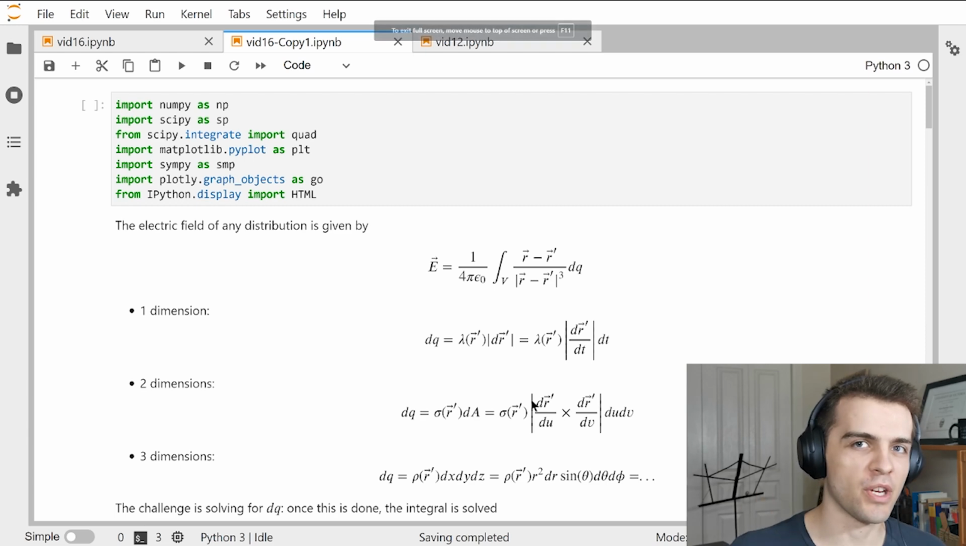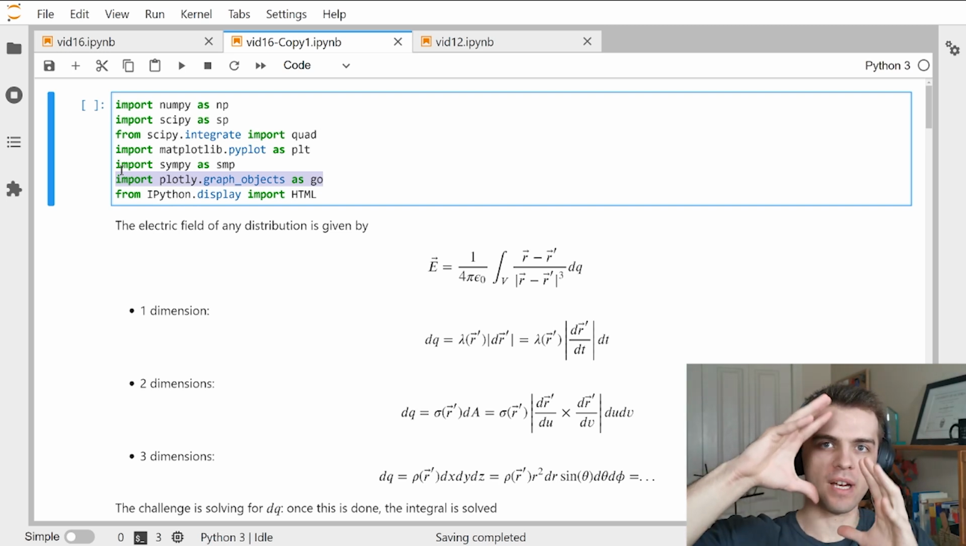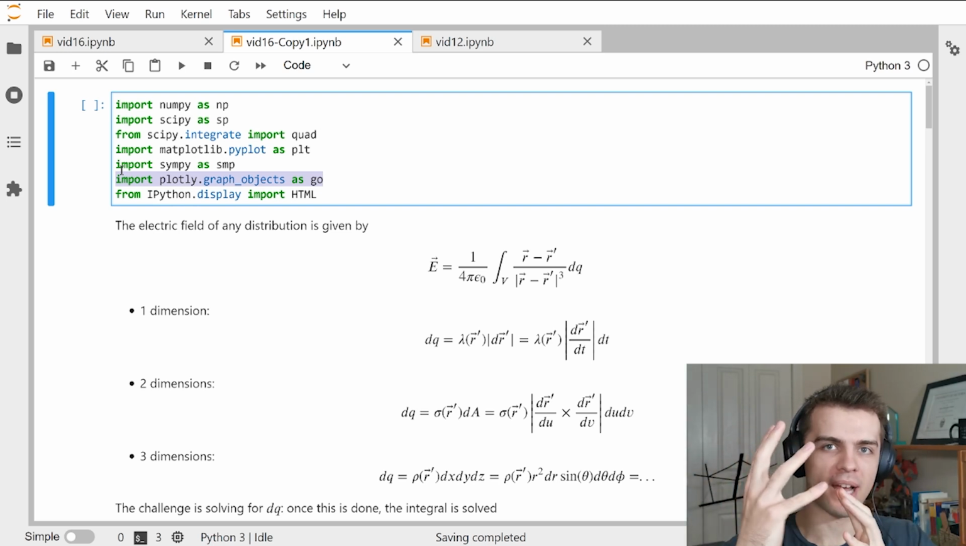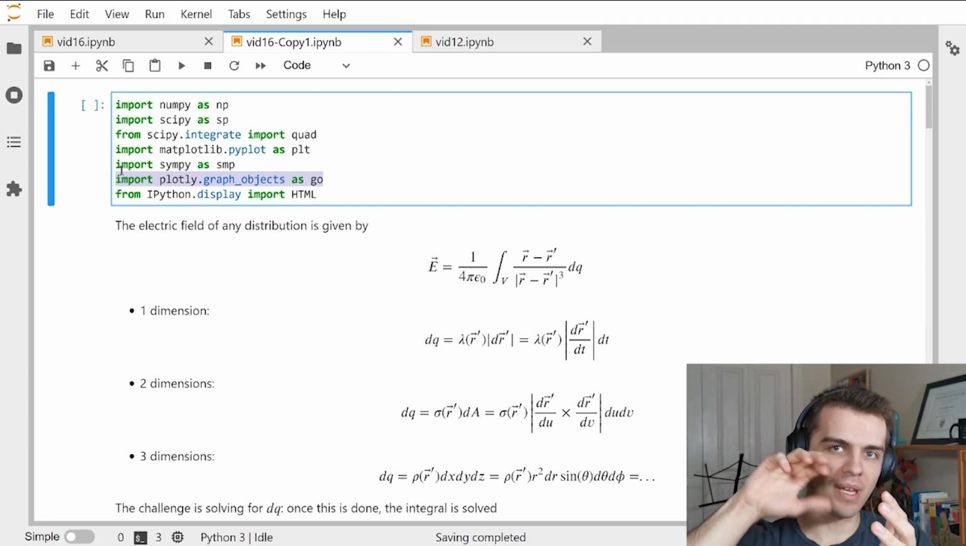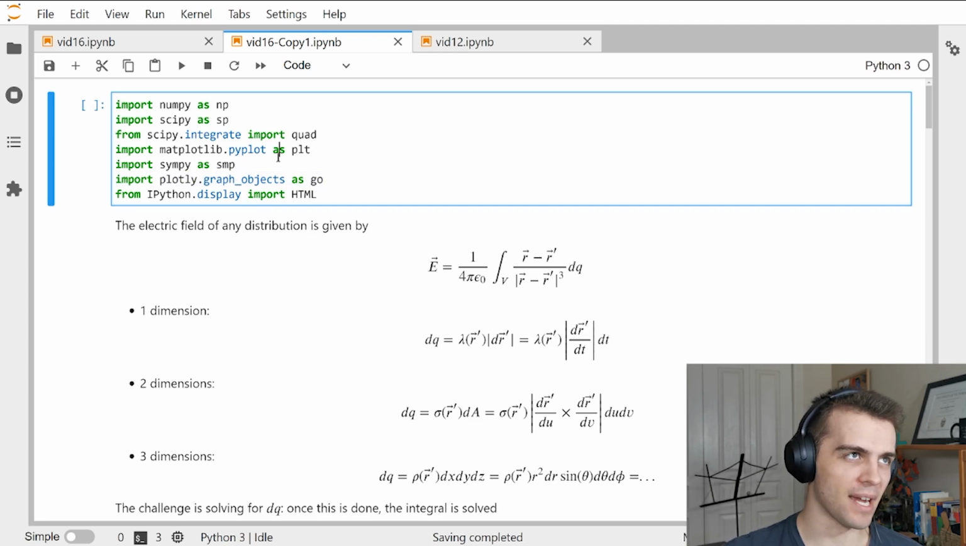So like in the previous video I made on E&M, I'll be using the Plotly library today. We're going to be making 3D plots of electric fields, and they're going to be interactive so that we can actually zoom in and zoom out and go around. It's really difficult to make a good vector field plot, and I find that this is the best library for that. Other than that, of course, we got NumPy, SciPy, and Sympy.